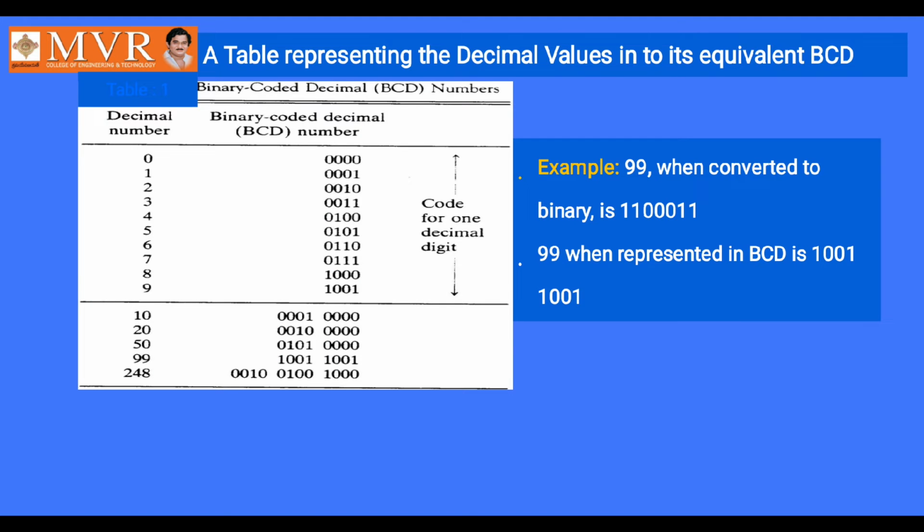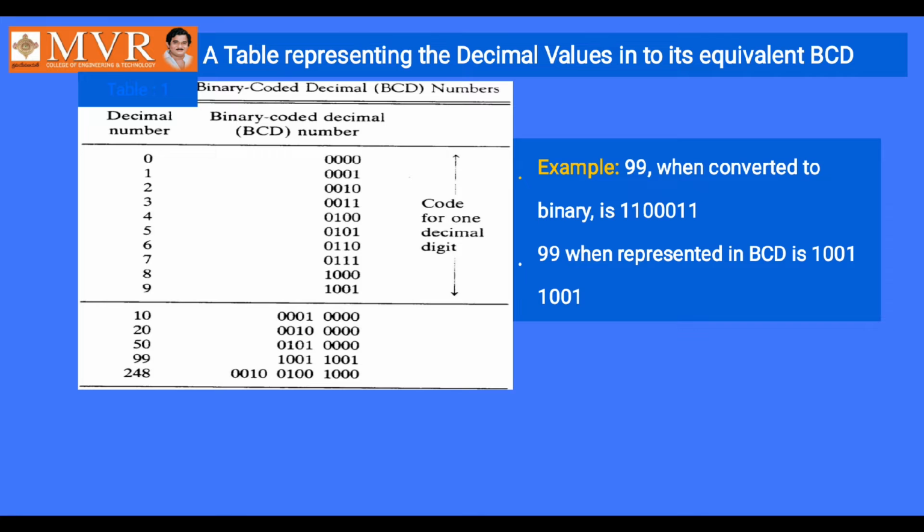in the form of tables. You see in this diagram, in the first table, binary coded decimals are given. In the table you can see decimal numbers from 0 to 9 and the equivalent BCDs. It starts from 0000, and the ninth number is 1001. After that we have also given 10, 20, 50, 99, 248 for easy reference.